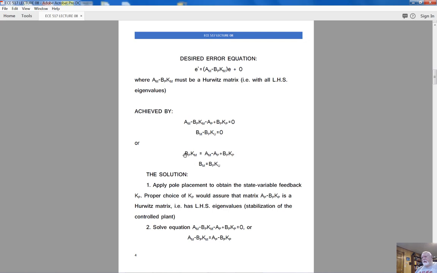And this is what basically we do. BPKM should be equal to this sum of three terms, and BM should be equal to BPKU. How to get the solution? Look, it's not that simple because we're dealing with matrices here.